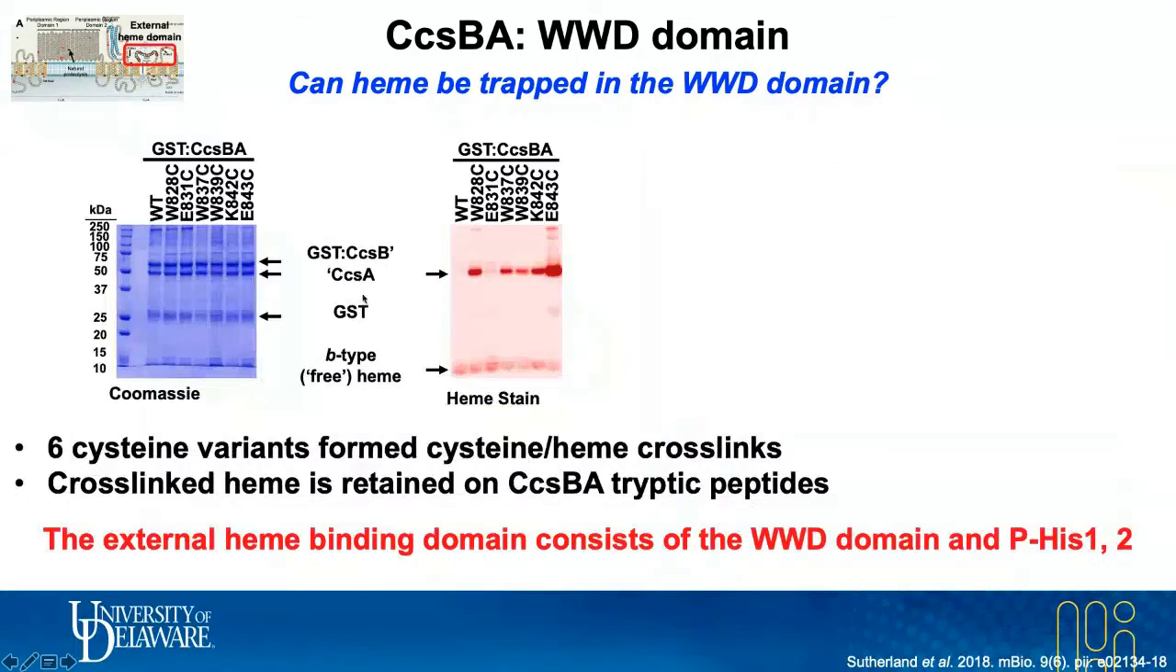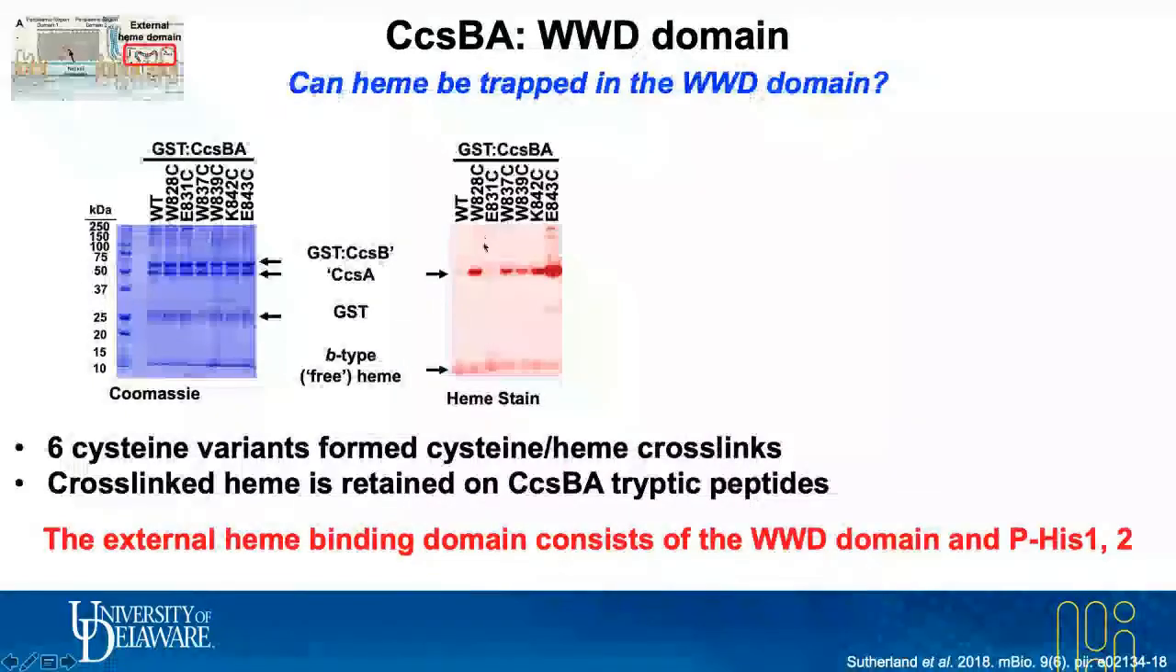And then we saw if any of these cysteine mutations retained heme at CCSA, which is where the WWD domain is located. We identified 6 residues shown here that have increased levels of heme at the polypeptide compared to wild type. And here I'm showing you a heme stain, which is just a Western blot for heme.